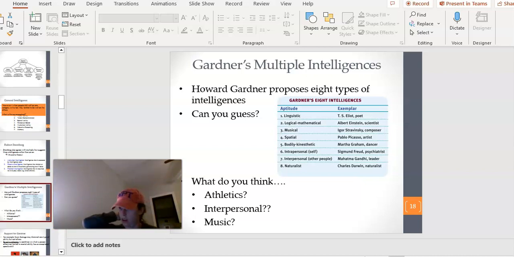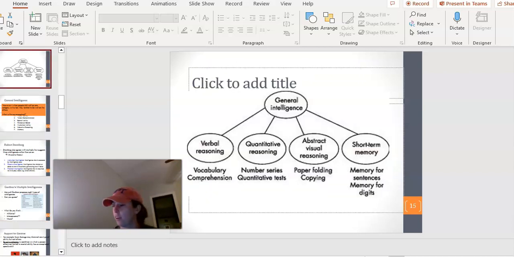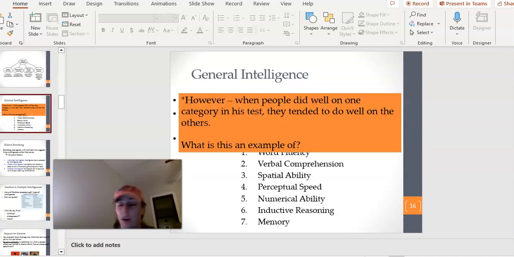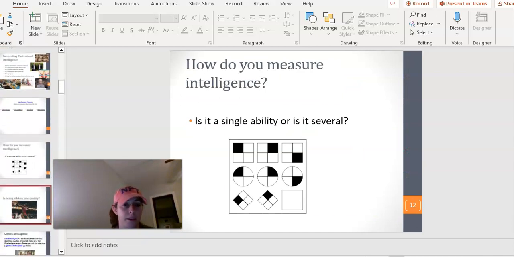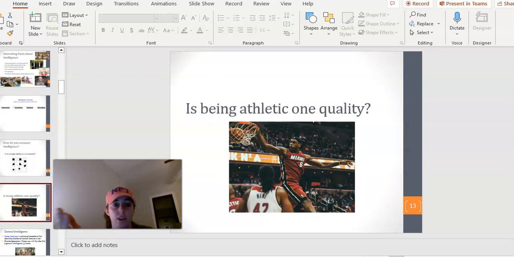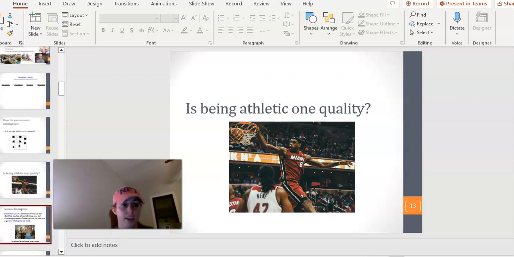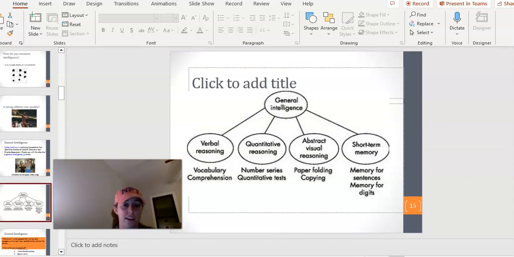All right, so let's talk about the three different theories. Spearman is one of the main ones to know. So I put this to you: is being athletic one thing? Is being intelligent one thing? Remember, we did that factor analysis, and we said if you're intelligent, you can break it down to verbal reasoning, quantitative, you can do math. All these things are intelligence.